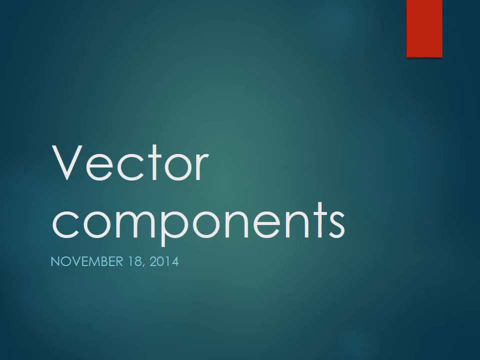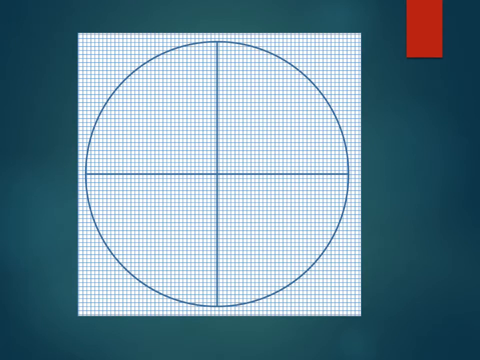Vector components and how to add vectors. Okay, here is a circle divided into quadrants, superimposed on a grid. You might have seen a circle like this for the unit circle in geometry or algebra 2 or pre-cal. You can think of the grid as just your usual Cartesian coordinate system.